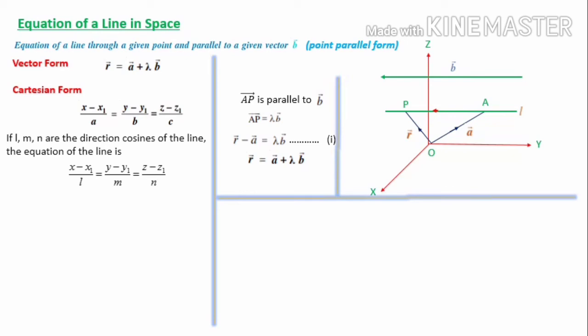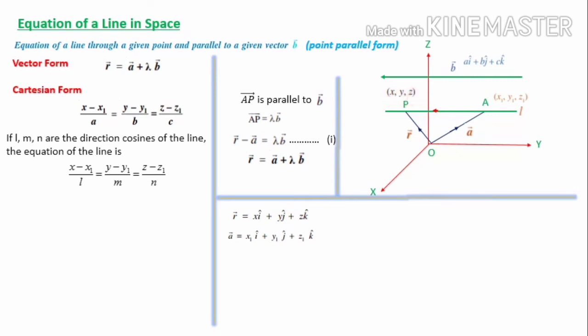Next, let's take the Cartesian form. Let's take the arbitrary point P as x, y, z, and the given point A as x1, y1, z1, and vector B as AI plus BJ plus CK. Then vector R we can write as xi plus yj plus zk, because the coordinates are x, y, z.